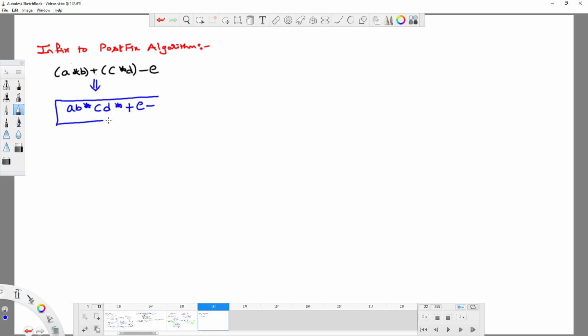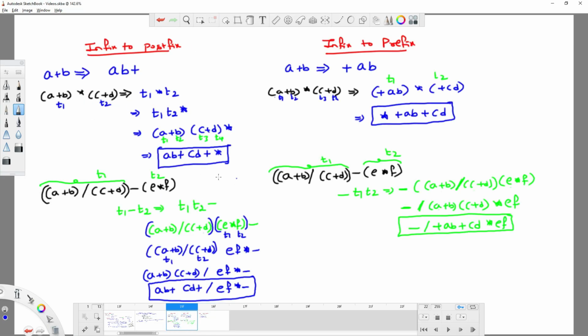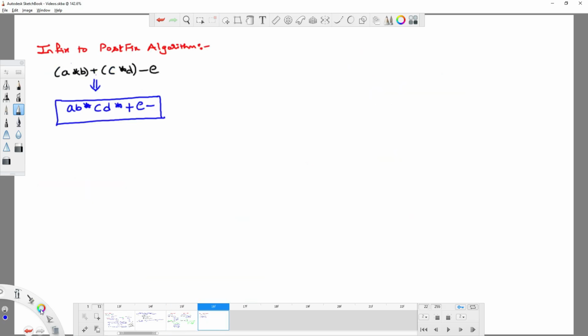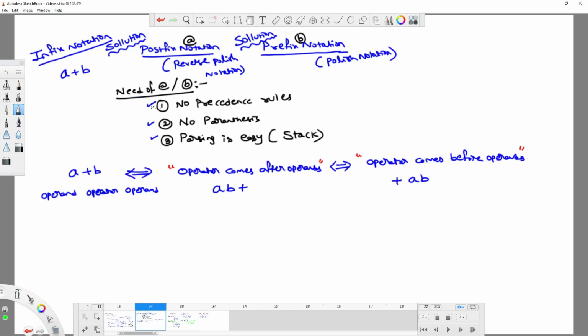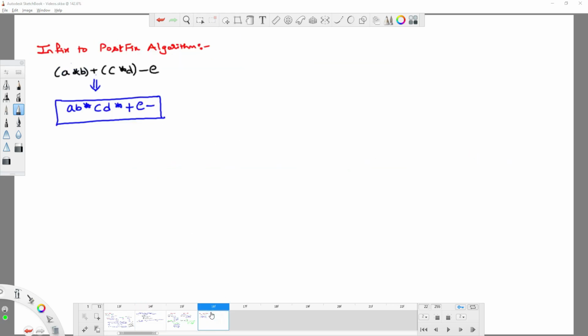What you can do now is take out a pen and paper and try to solve it in the form of the manual procedure. The reason why I took this one is that, before going to the infix to postfix algorithm, let me analyze the advantages of moving to postfix expression. What are the advantages? No need of precedence rules, no need of any kind of parentheses, and parsing will be easy. Let me prove how it will be.